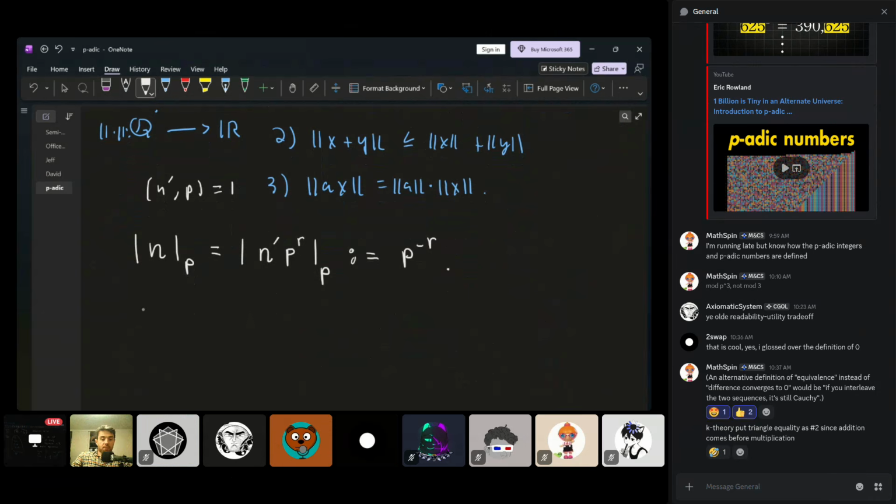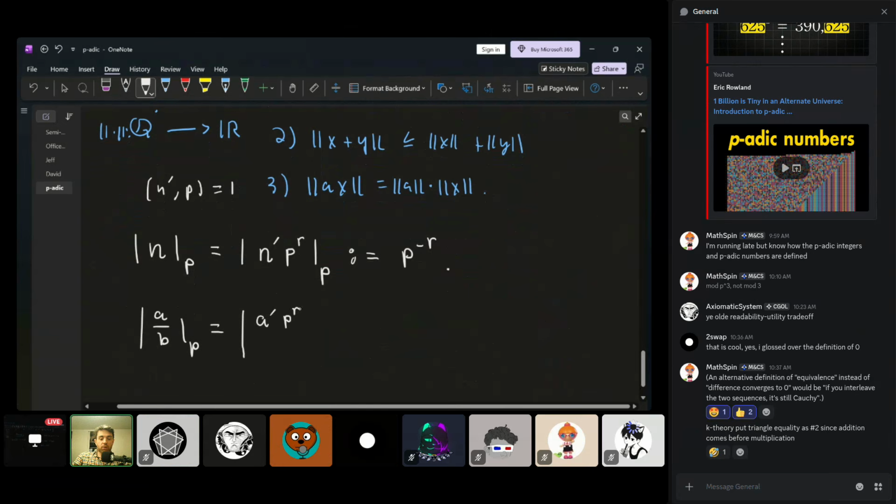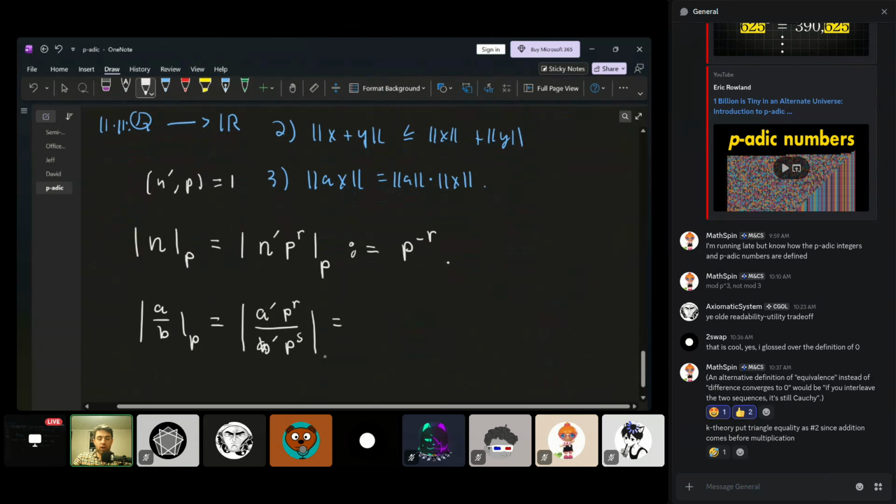More generally, if we have a rational number A over B, the p-adic norm is defined by a very similar process. We factor out the largest power of p you can from A, and the largest power you can from B, and you define the p-adic norm of this element to be p to the s minus r.